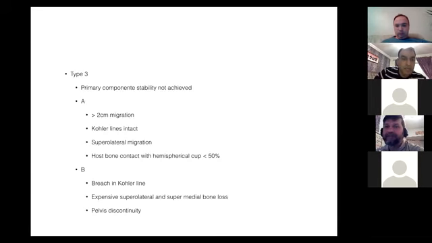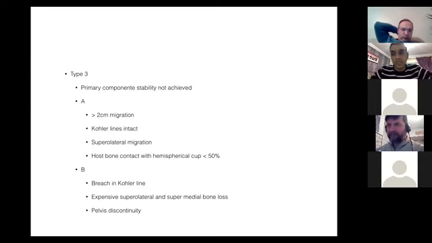Then type 3 is again divided into 2. Now the primary component stability is not achieved. So how are you going to assess that? When you are revising, if you put the trial component in and push it in, and it just flips over, it means it's not stable and you need to do something about it. And how are you going to do it? You're going to use an augment.